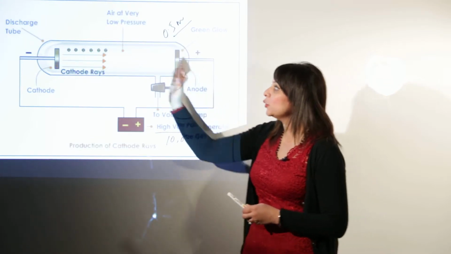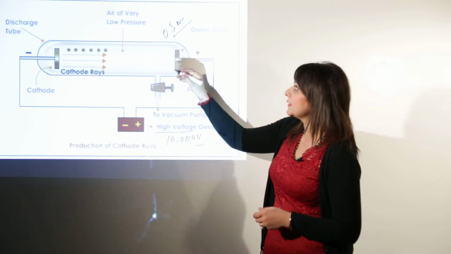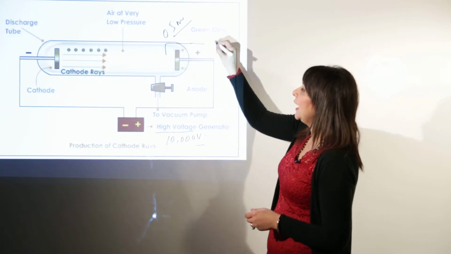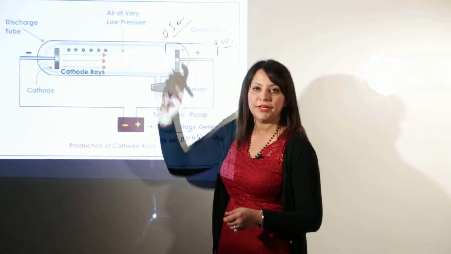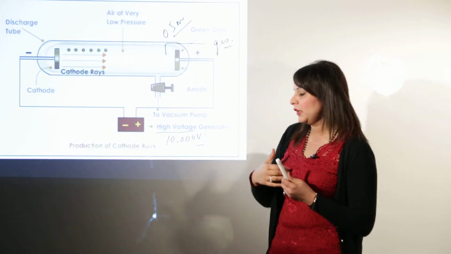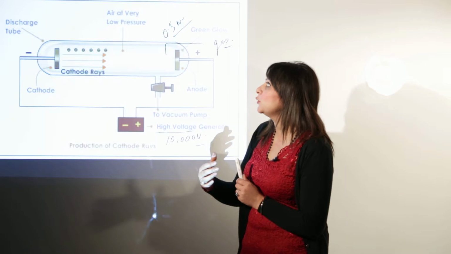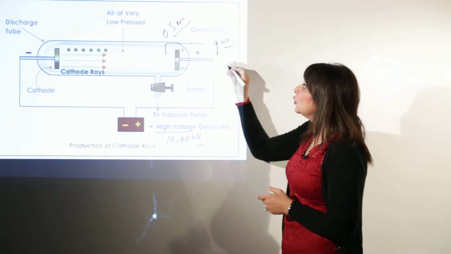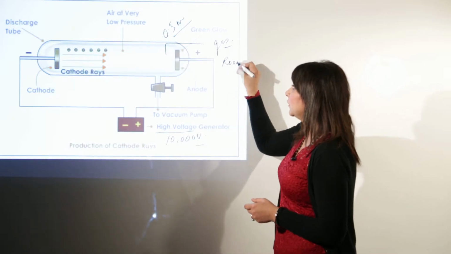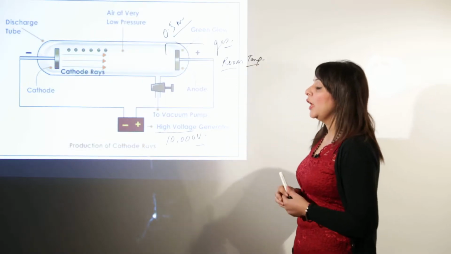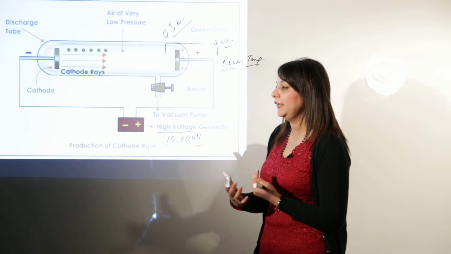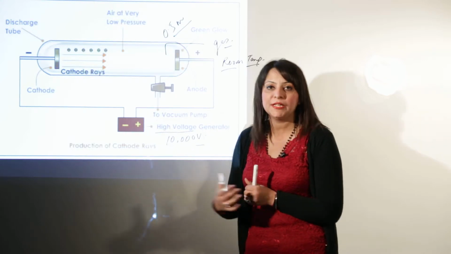And what he took inside the tube was a gas. It is mentioned here: he took air at very low pressure. So when he started the experiment, he actually took air at normal room pressure. Now we will see what happened in the experiment and what observations he made when he was performing the experiment.